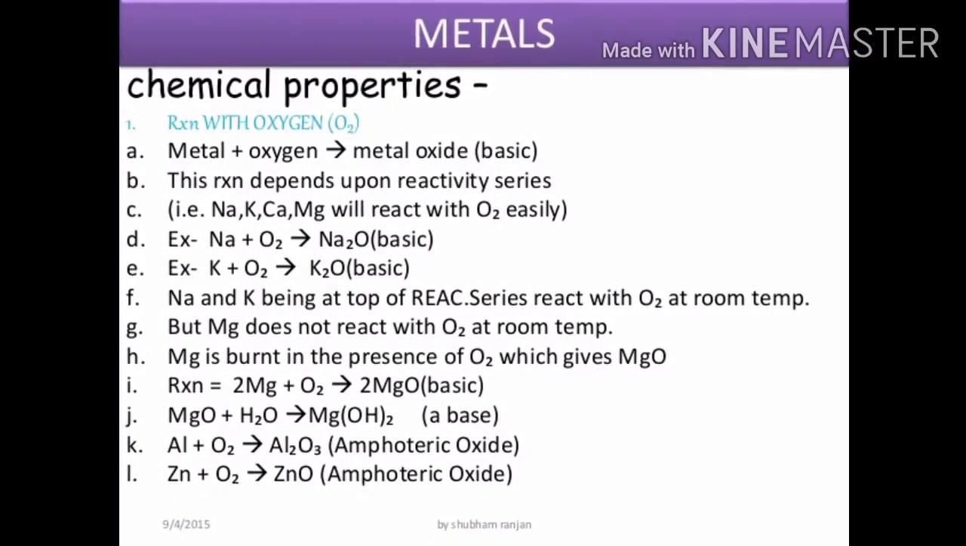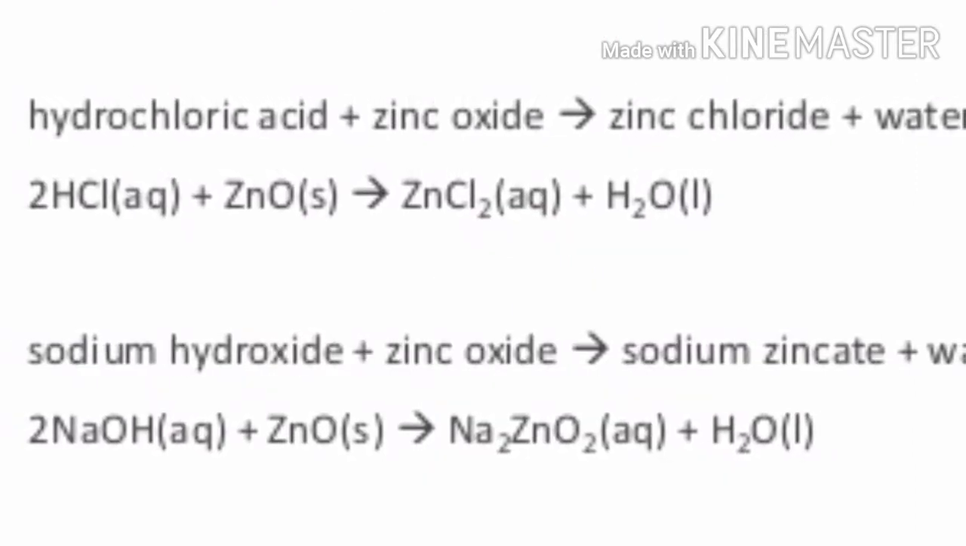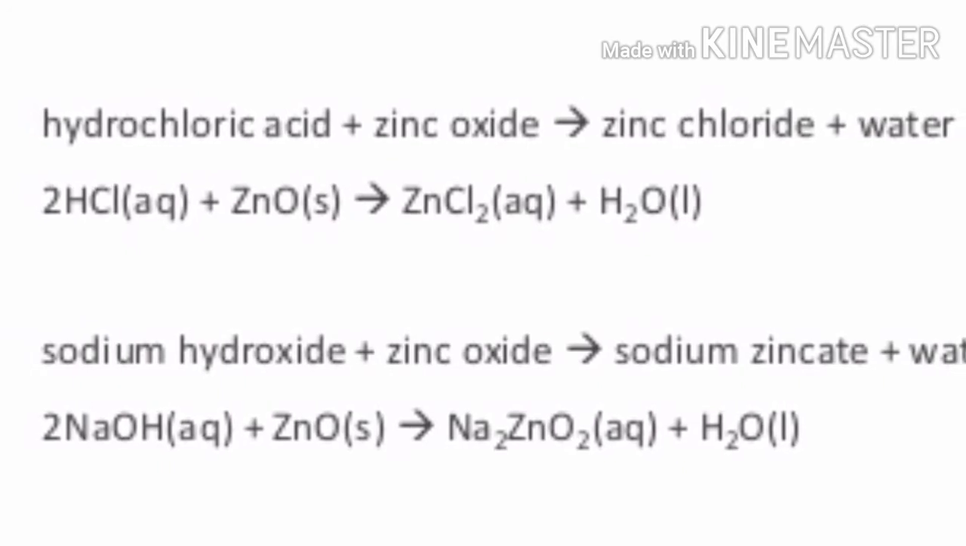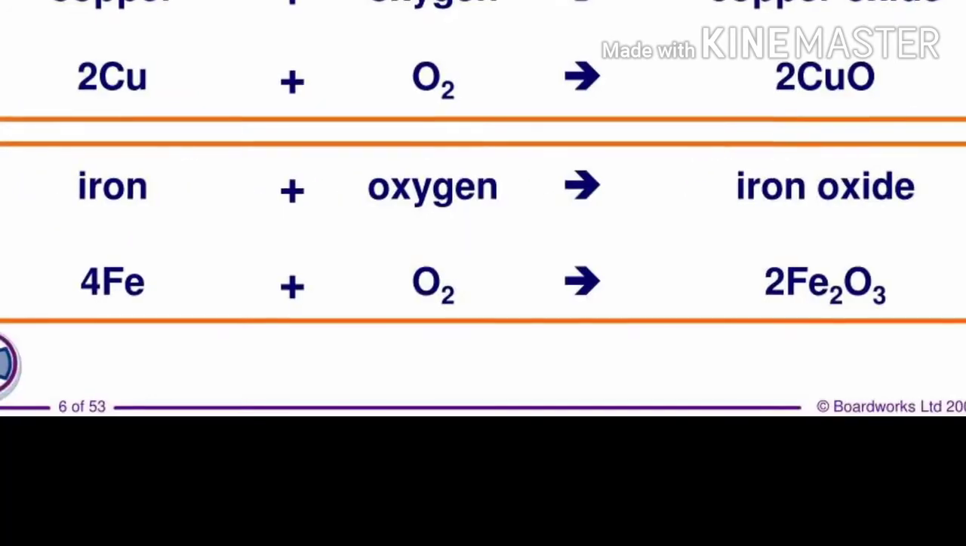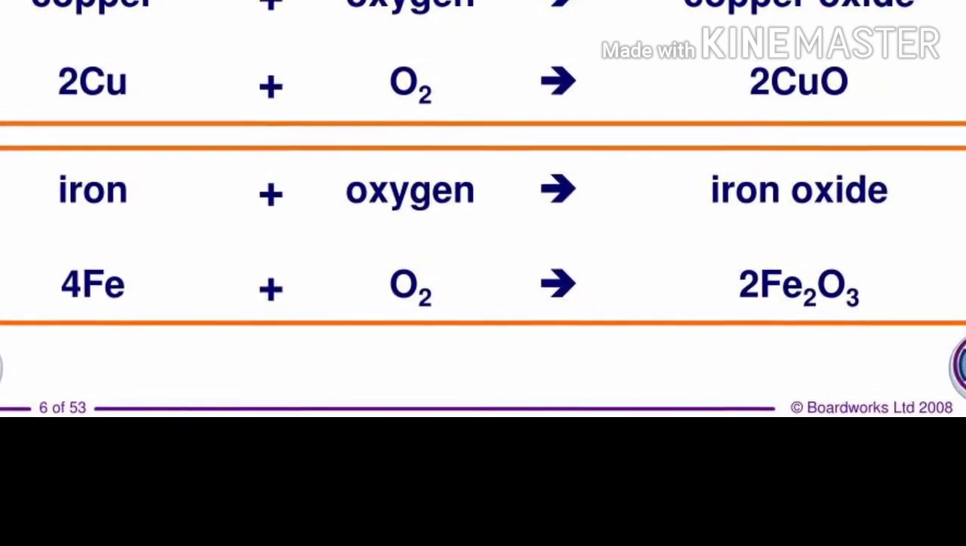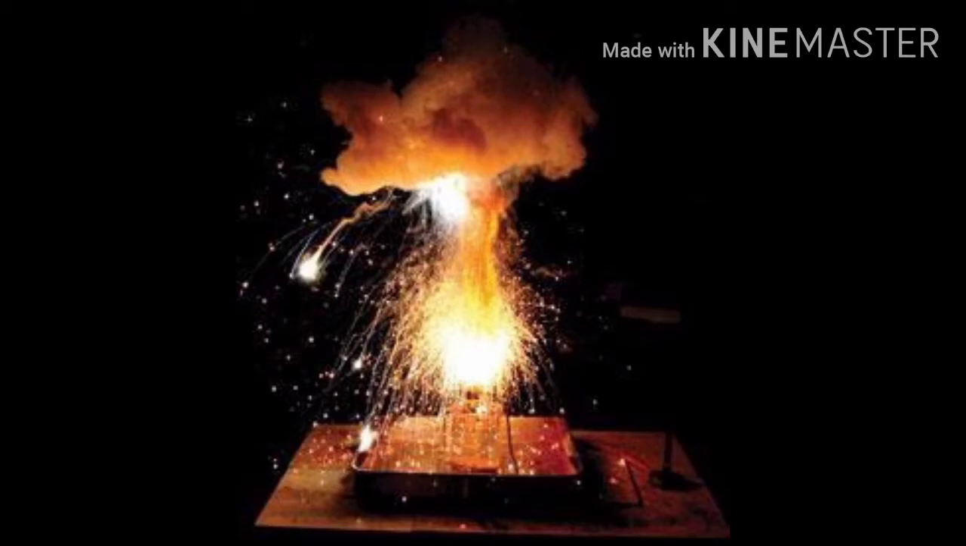Aluminium oxide can react with acids and bases to form salt and water respectively. Therefore, aluminium oxide is amphoteric in nature. Similarly, zinc oxide can also react with acids and bases to form salt and water respectively. Iron does not burn on heating, but iron filings burn vigorously when sprinkled in the flame of a burner.